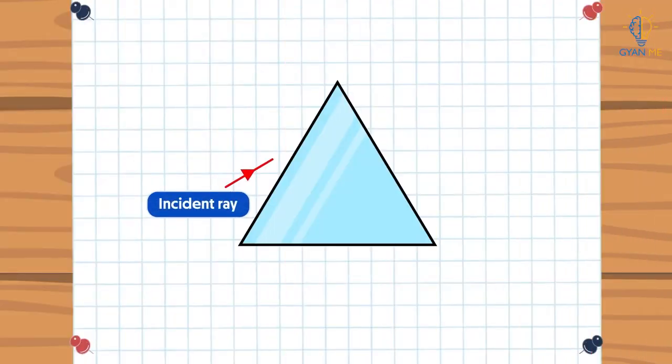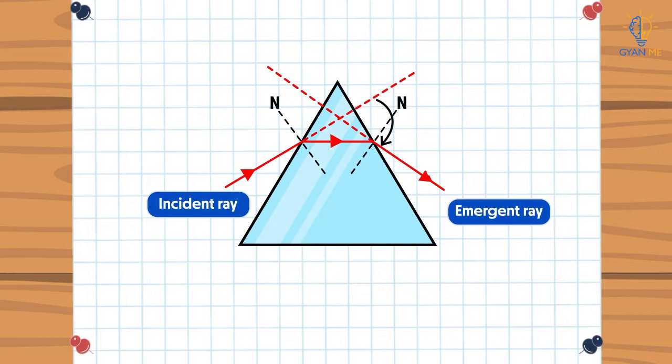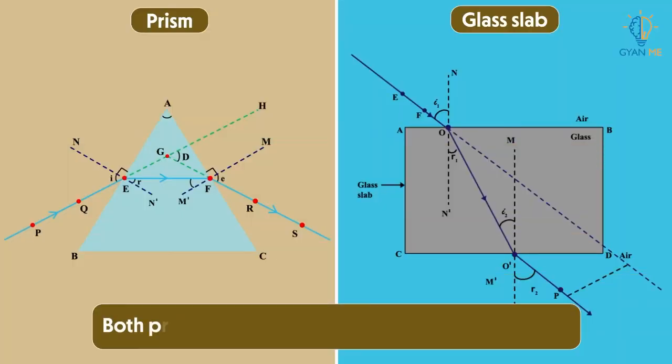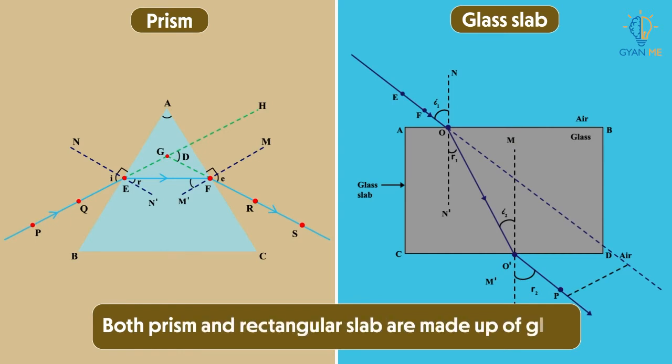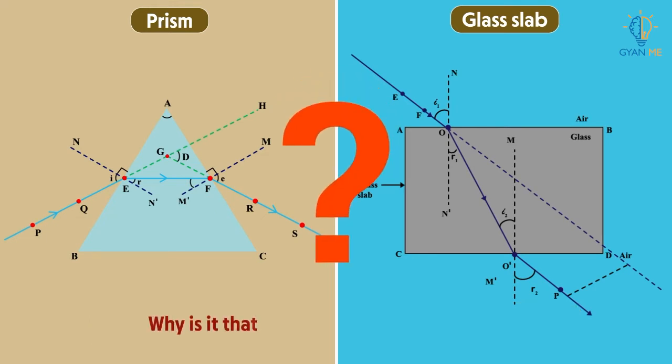While in a prism, the emergent ray bends at an angle to the direction of the incident ray. Yes, and this is the angle of deviation. So let me ask you this. We know that both prism and rectangular slab are made up of glass, isn't it? Yes. Then why is it that they refract light differently?